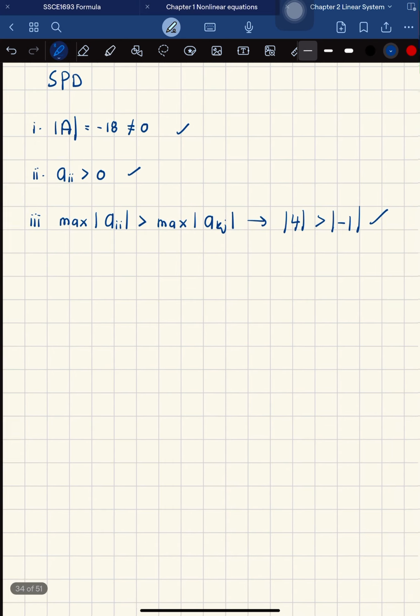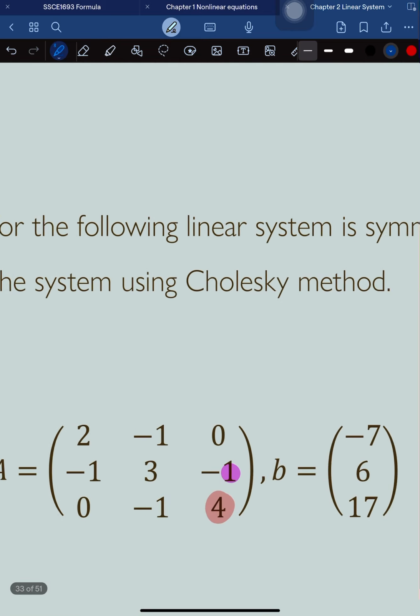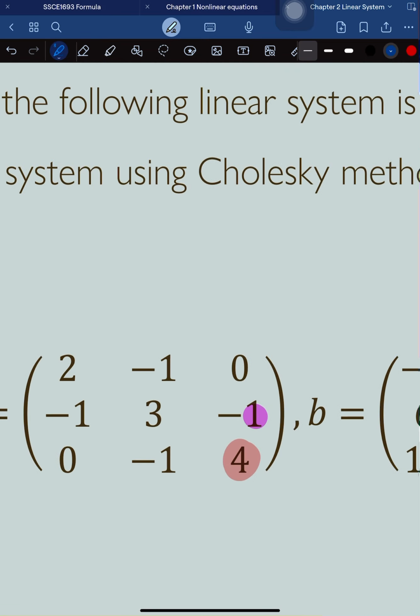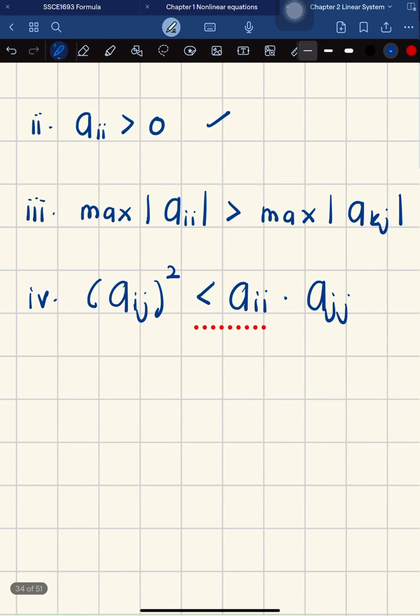Yes. And the last property is A_ij squared must be less than A_ii multiplied by A_jj. Okay, so we have A12, A13, and also A23. Right, so let's check.